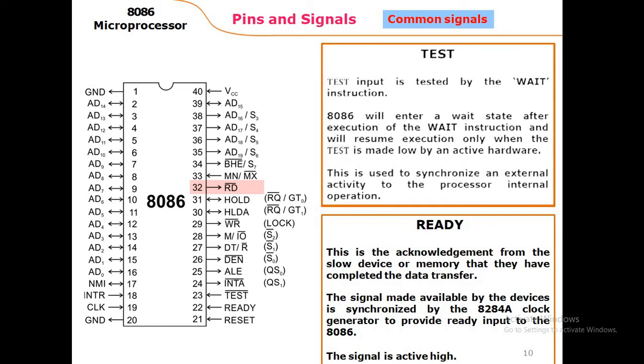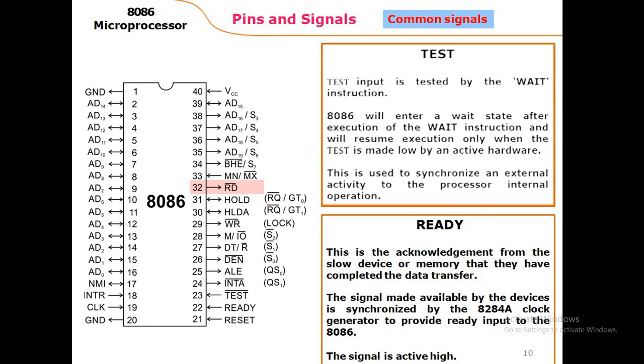Next is the test input, that is TEST bar. It is also an active low signal. The test input is tested by the WAIT instruction. The 8086 will enter into a wait state after execution of the WAIT instruction and will resume execution only when TEST is made low by an active hardware.